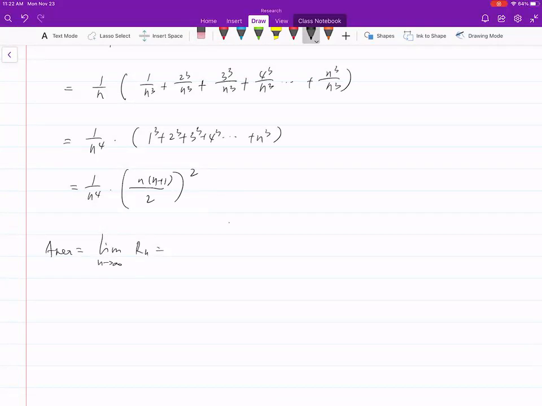What's the limit of this Rn? Well, we just need the leading term. The leading term on the bottom is going to be n to the 4. The leading term on the top is going to be n squared times n plus 1 squared, and you need the leading term, so that's going to be n to the 4th. So together it's 1/4.